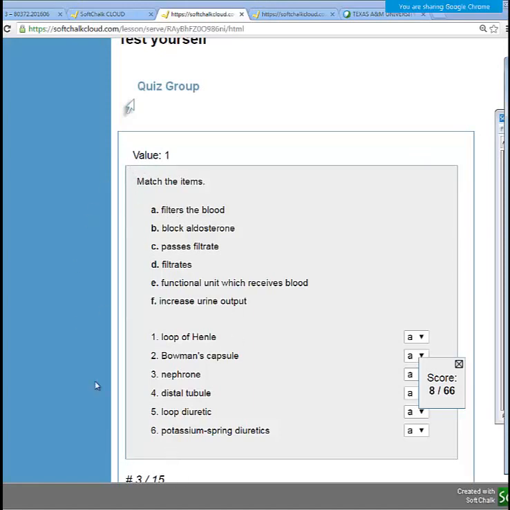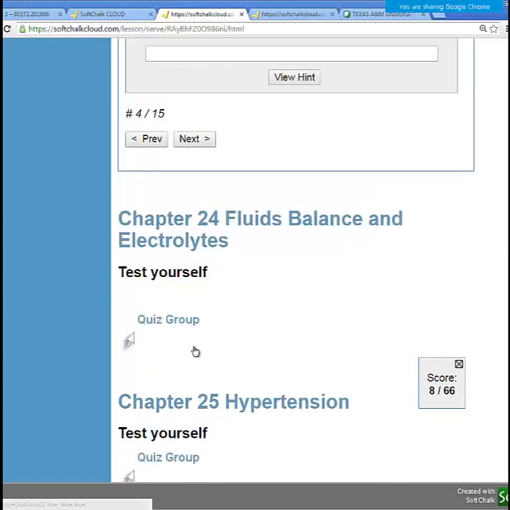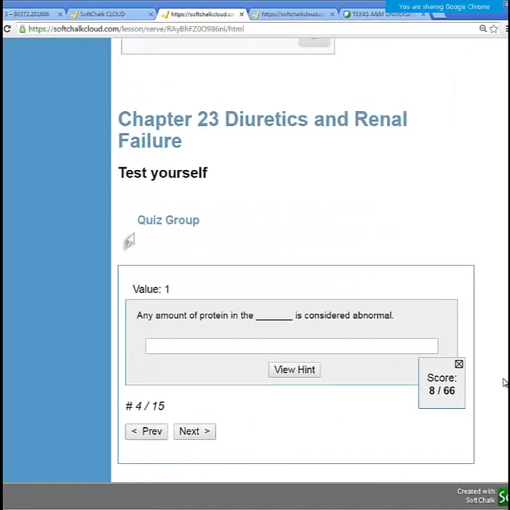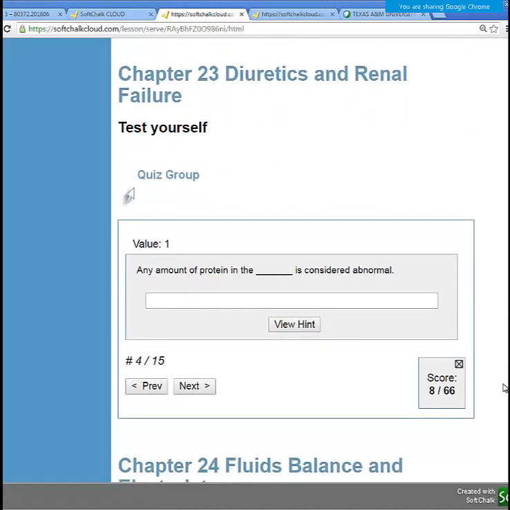Okay, and so match the items. This is just a patho to say what works where, and you can look those up. And this one is any amount of protein in the blank is considered abnormal. So I just said the answer, urine.